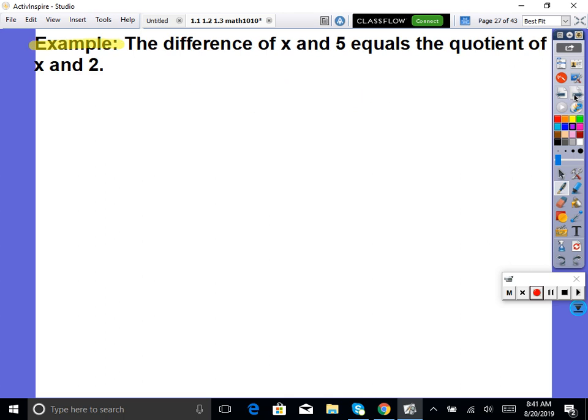Okay. Here we go. The difference of x and 5 equals the quotient of x and 2. So let's do the first one. The difference of x and 5, what would that be? x minus 5 is, so equals, the quotient of x and 2. So what would go on top? x, because that came first. The quotient of x and 2. So quotient means division. Now solve for x.